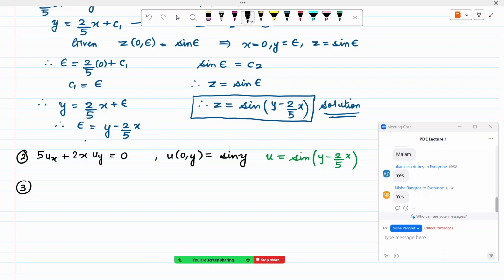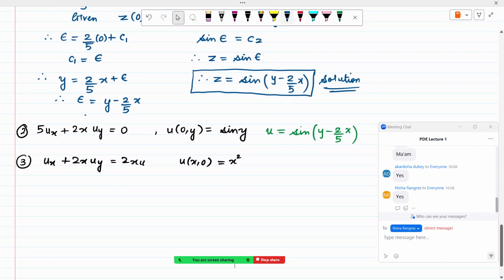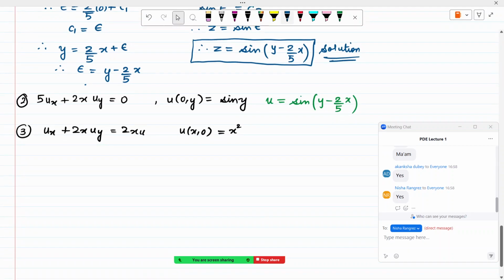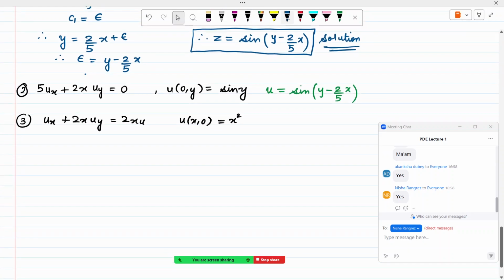Okay. So let's look at this question. ux plus 2x times uy is equal to 2 times xu. And your initial condition is u(x, 0) is equal to x squared. Fine. So let's begin with this question. Again, this one is semi-linear.